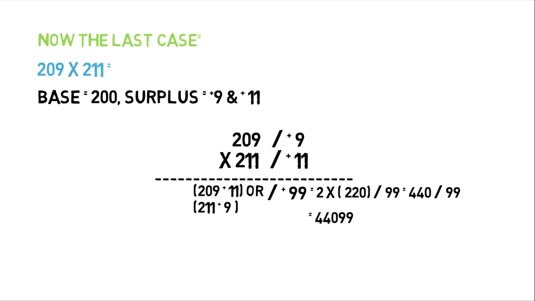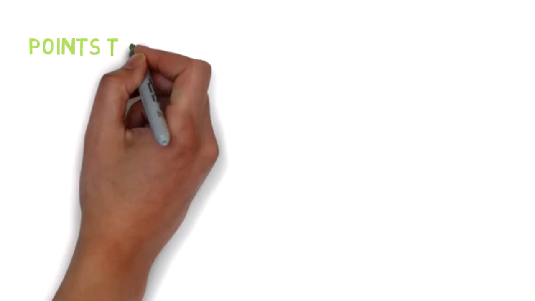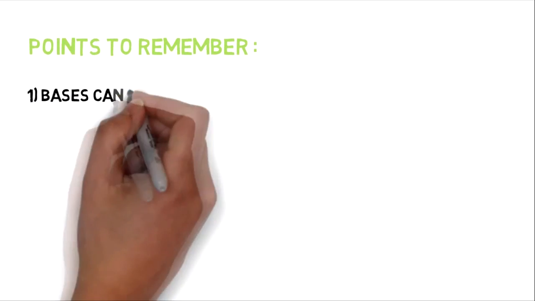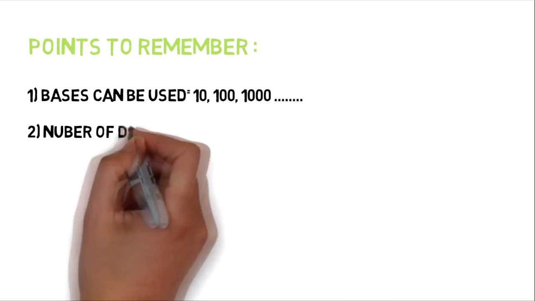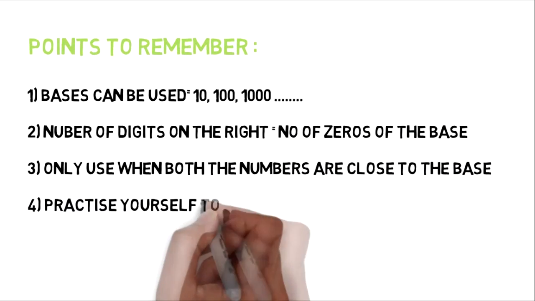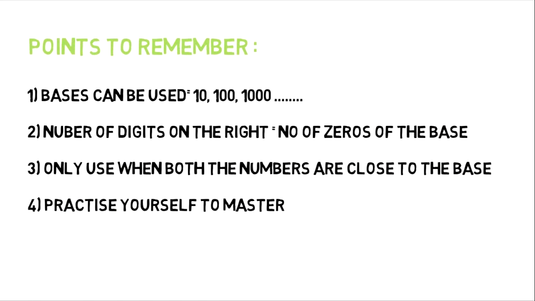So let's just repeat the points once again. It will help you remember what I said throughout the video. The bases that can be used should be 10, 100, 1000, or a multiple of 10. The number of zeros of the base should be equal to the number of digits on the right hand side, as I showed you in the second variation. The numbers can be used only if both numbers are close to the base. And practice makes a man perfect. So just practice and you will be a master in this process.